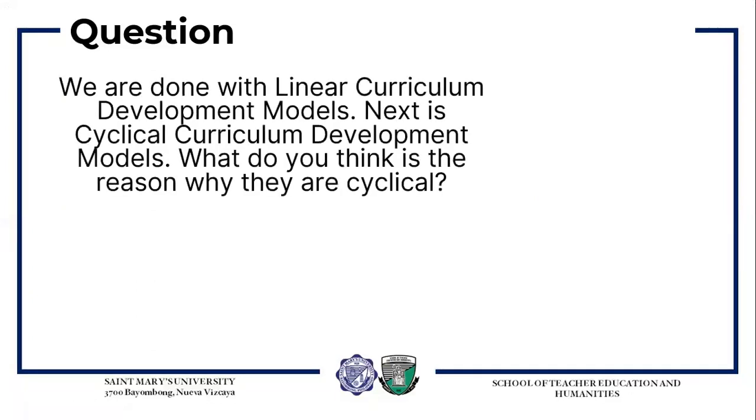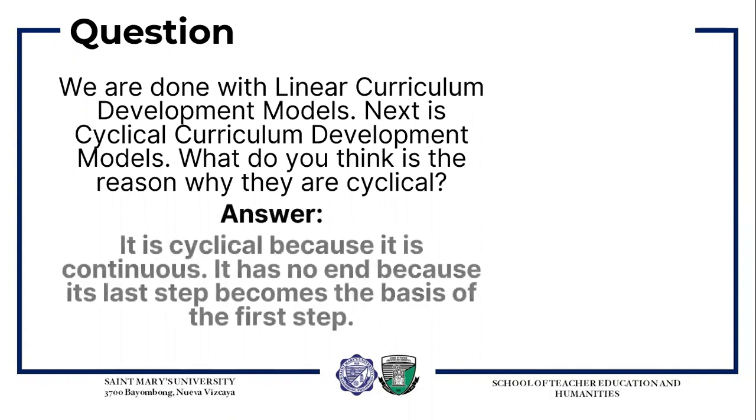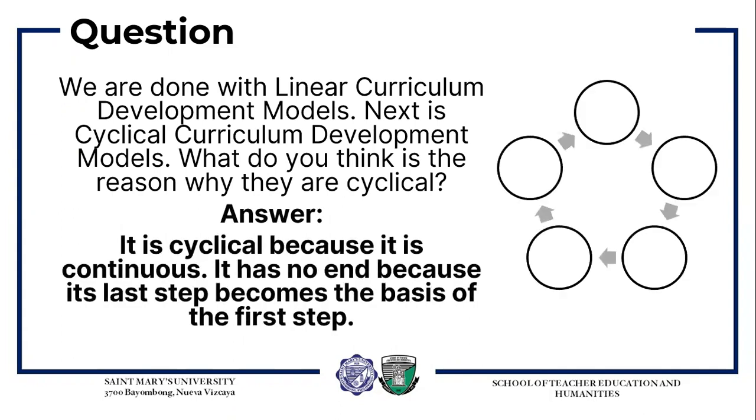The question here is, once we are done with linear curriculum development models in our previous lesson, next is cyclical curriculum development models. Now, what do you think is the reason why they are cyclical? The answer is, of course, it is cyclical because it is continuous. If we look at the image on the right, we see that the process is continuous. It may have a beginning, but it has no end because its last step becomes the basis of the first step.